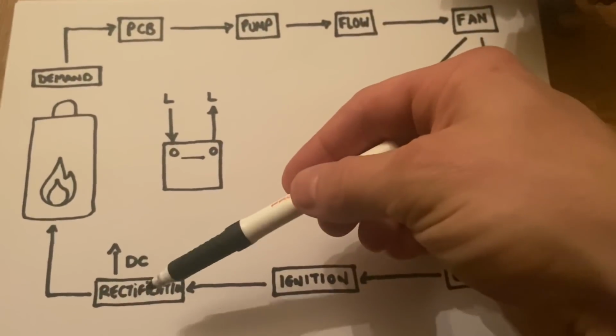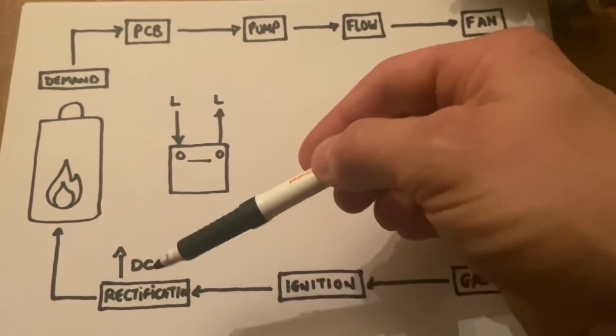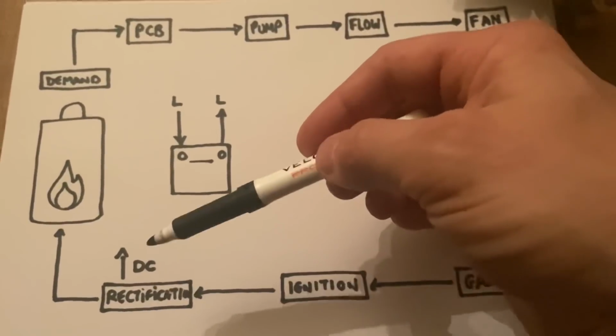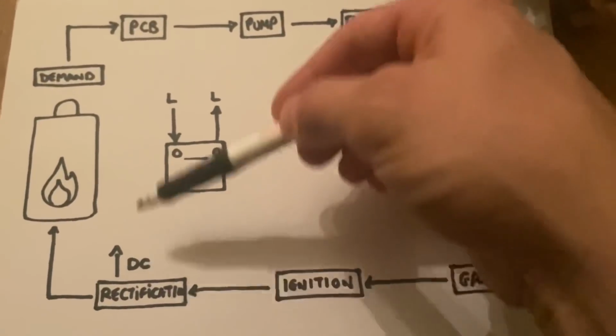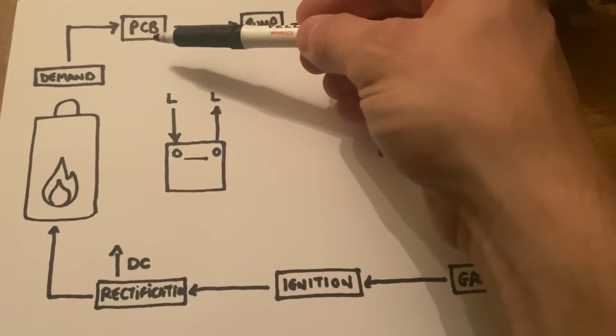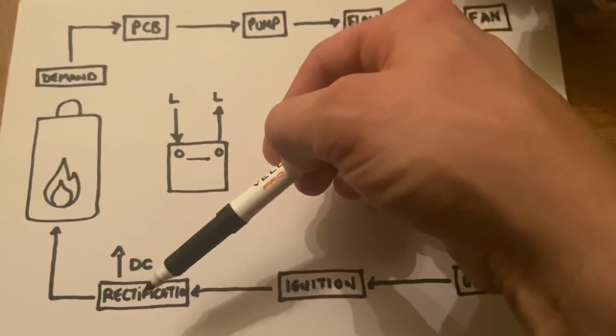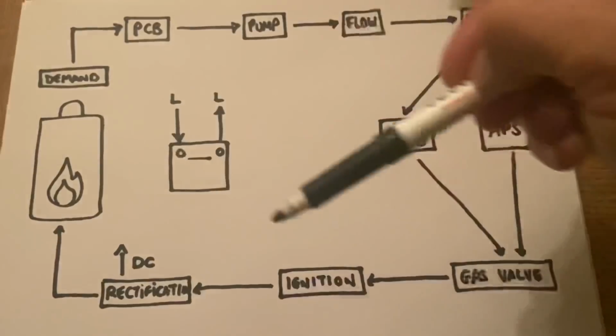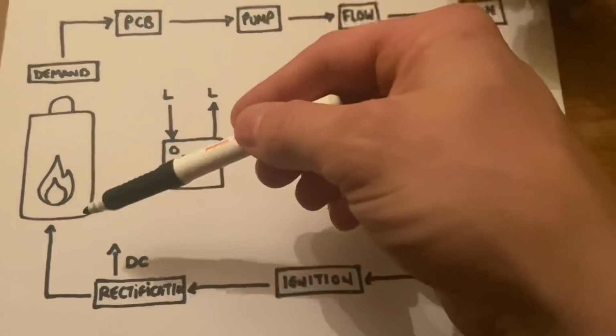Once the gas is lit, the flame sensor, flame rectification, basically changes the signal to DC back to the PCB. The PCB is looking for the DC signal from the flame rectification probe to tell it that the flame's lit, and then the boiler fires up.